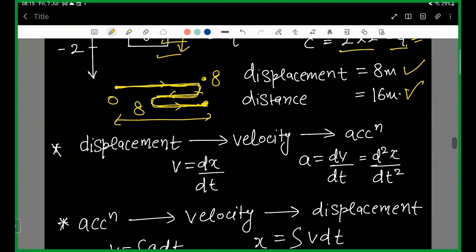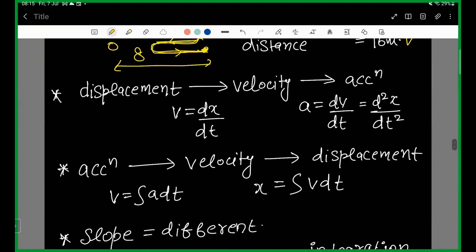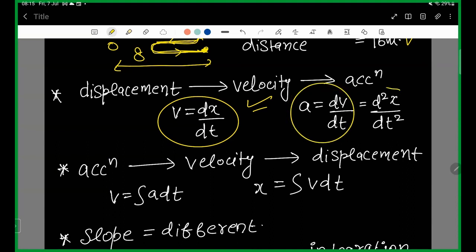The law which I want to give you is: if you have a displacement and you want to find the velocity, you do a differentiation. And if you have a velocity and you want to find acceleration, you again do a differentiation, or you can say double differentiation of displacement. So let's say you have x and you want to find v, you do differentiation. And if you have v and you want to find acceleration, you again do differentiation, or double differentiation of position.